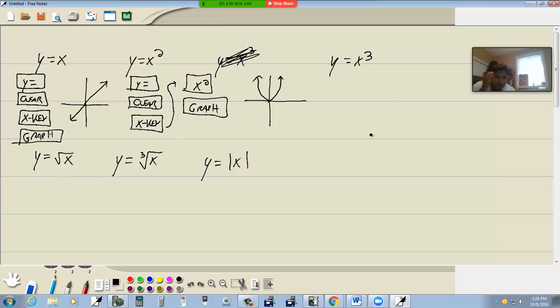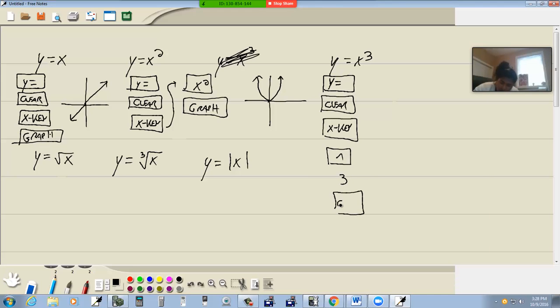Now y equals x to the third. If I do Y=, clear, and then I do my X key, and then the caret, and then the 3, and then the graph button, it gives us that graph right there.